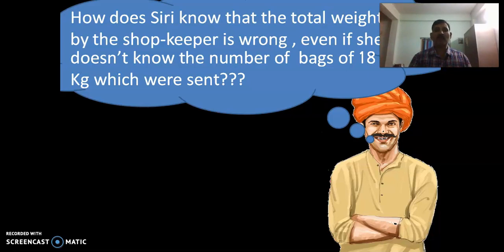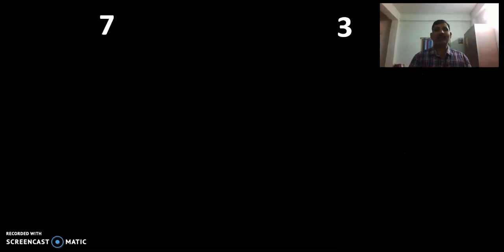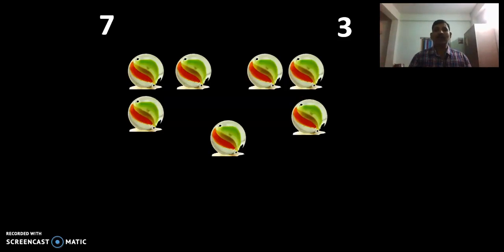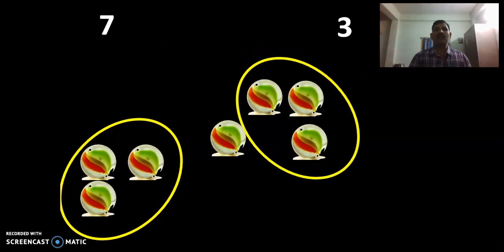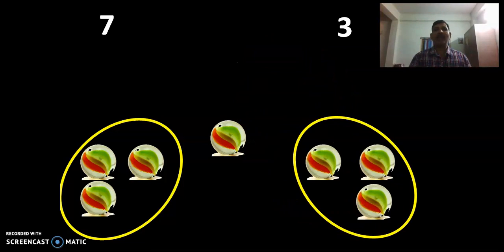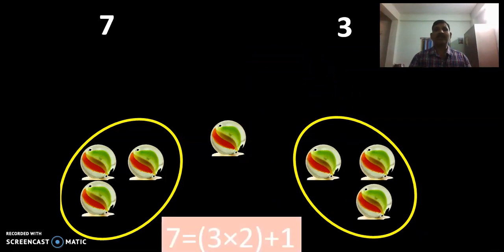Before going to solve this problem, let us understand what is division lemma, which you already learnt. Suppose there are 7 marbles and we want to make groups of 3 marbles each. How many groups can we make? Of course it is quite easy to understand that 2 groups can be made and 1 marble is left. The same thing we write as 7 is equal to 3 into 2 plus 1. In this, 7 is the dividend, 3 is the divisor, 2 is the quotient and 1 is the remainder.